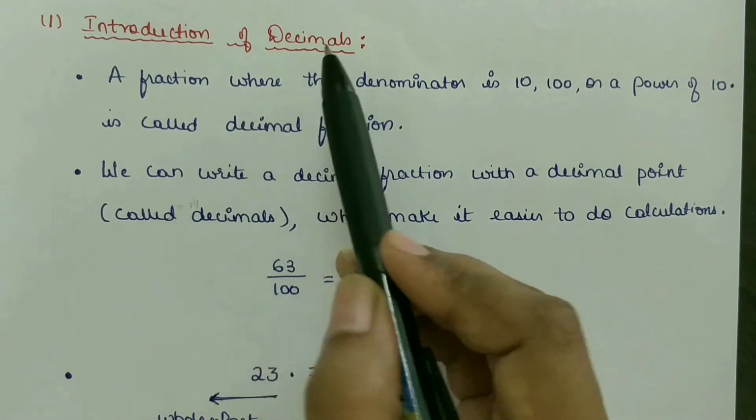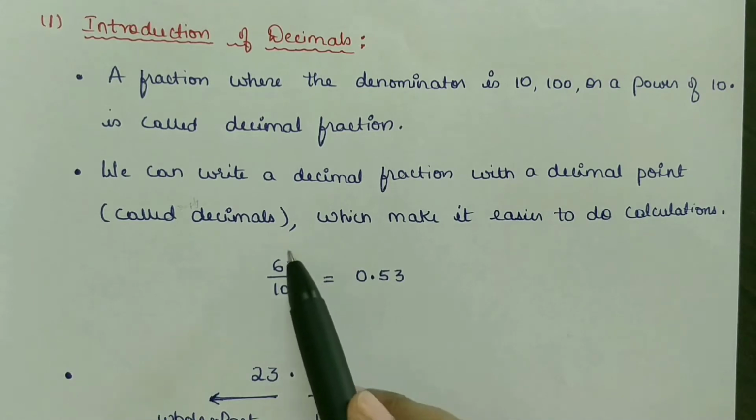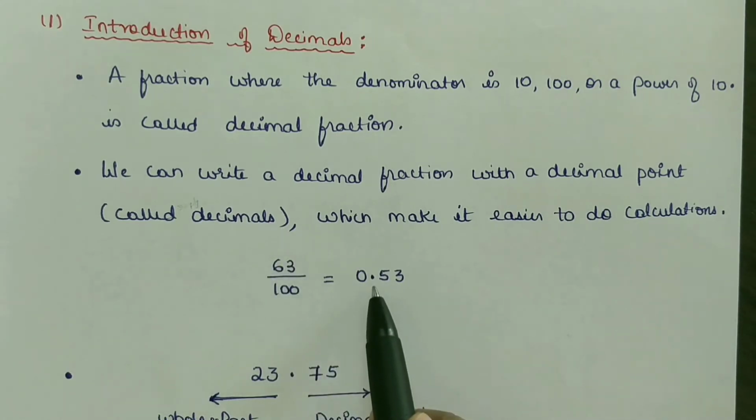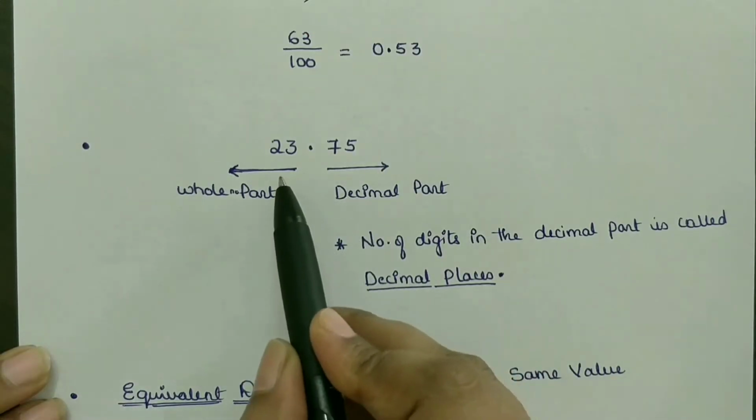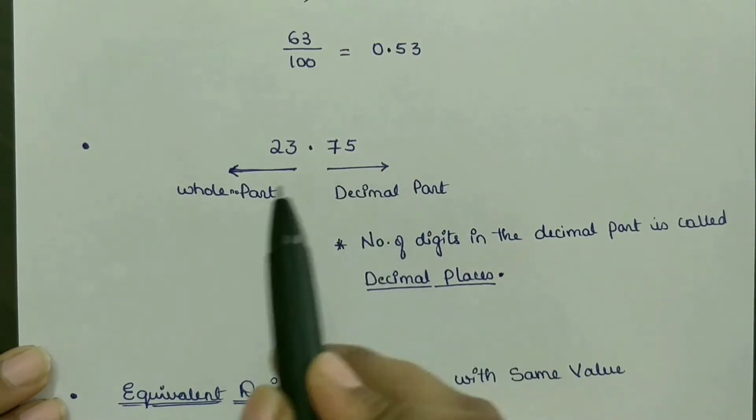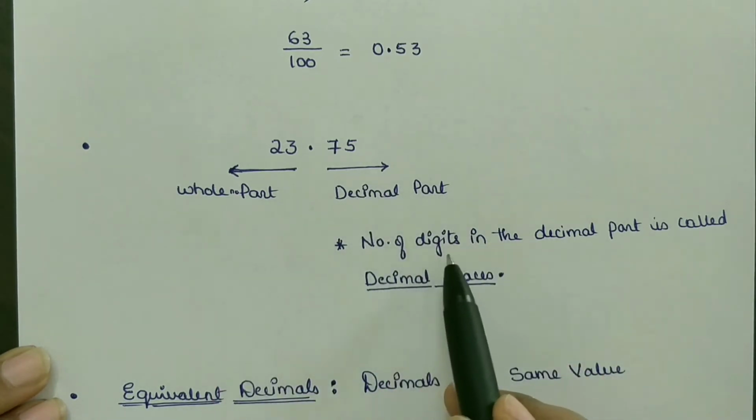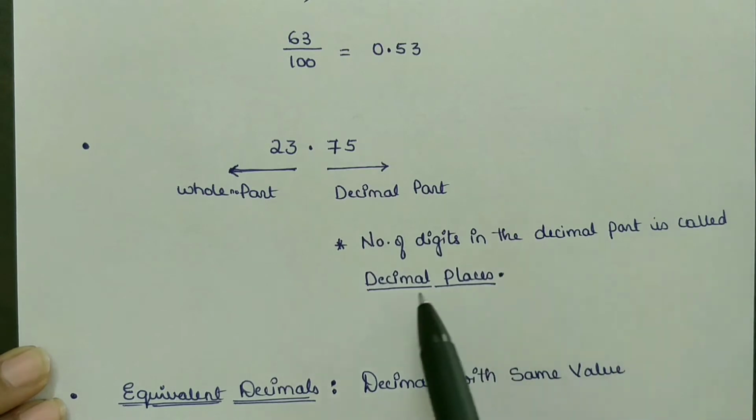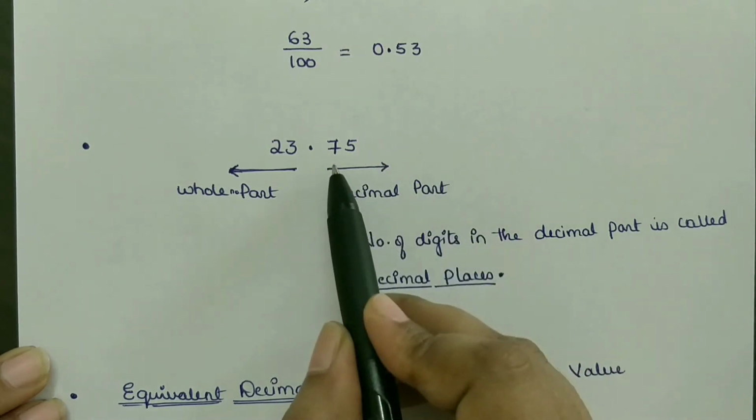Introduction of decimals. A fraction whose denominator is 10 or 100 or 1000 or a power of 10 is called a decimal fraction. We can write a decimal fraction with a decimal point and we call it simply a decimal. A decimal number has two parts, whole number part and a decimal part. The number of digits in the decimal part is called decimal places. Here 2 digits are there, so 2 decimal places.